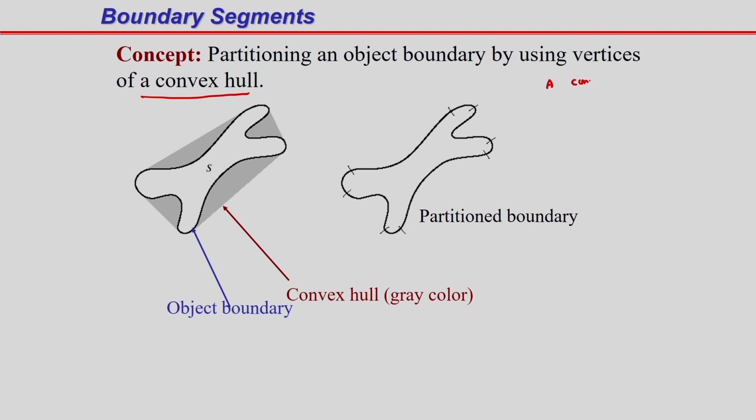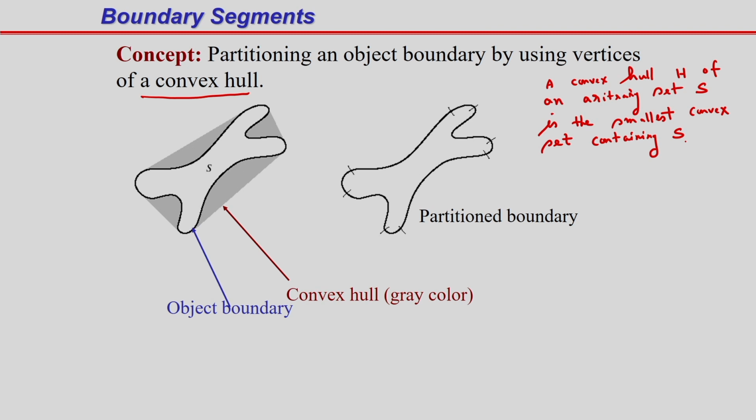A convex hull H of an arbitrary set S is the smallest convex set containing S. So in this case I am considering the set.